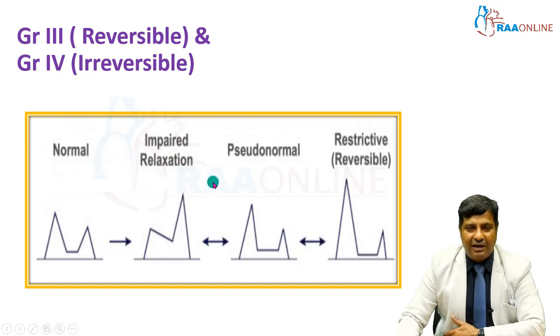During the pseudonormal pattern, again the transmitral pressure gradient re-establishes and early filling takes place. More filling happens during the early period. The E wave becomes taller again, just like the normal. And during the restrictive pattern, the E wave becomes very narrow and very tall.